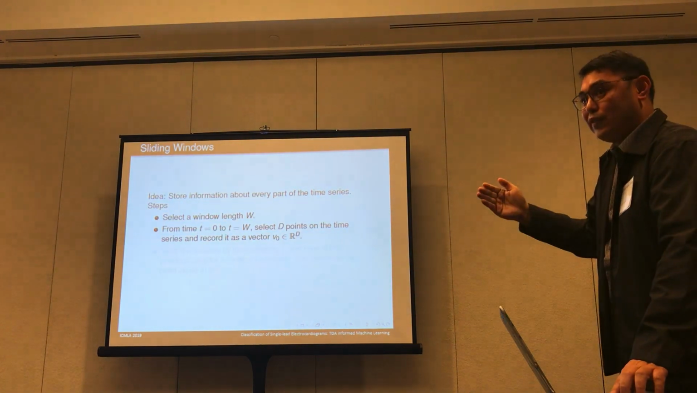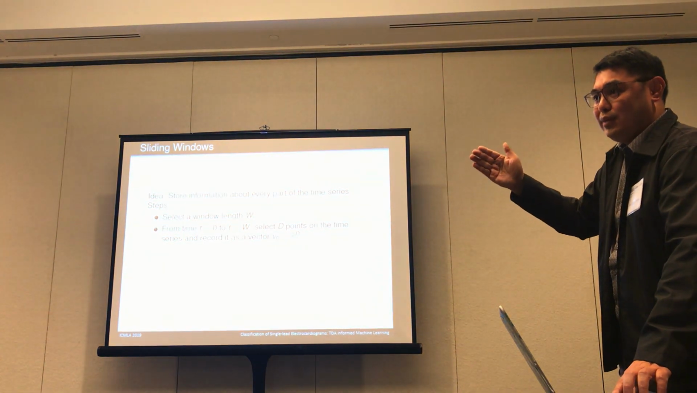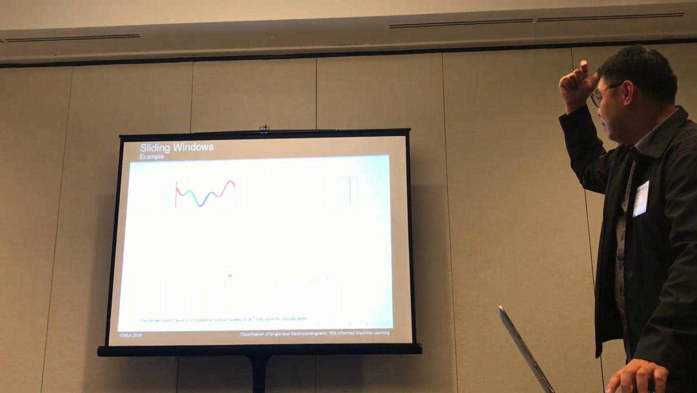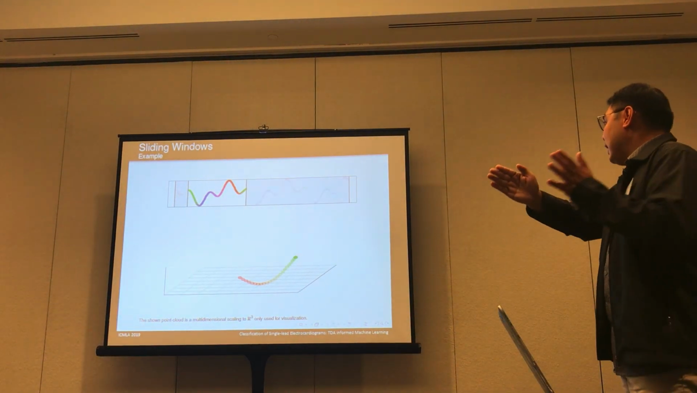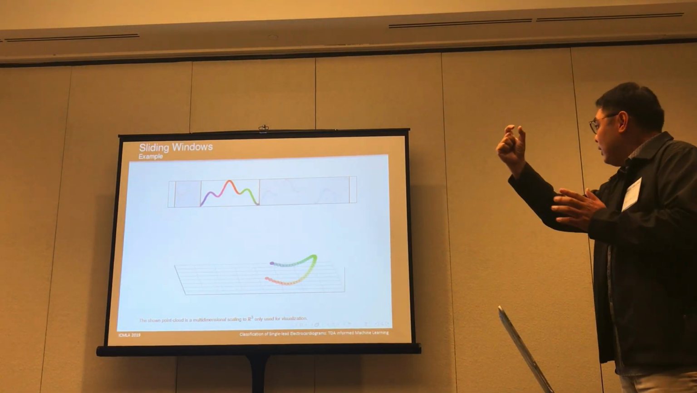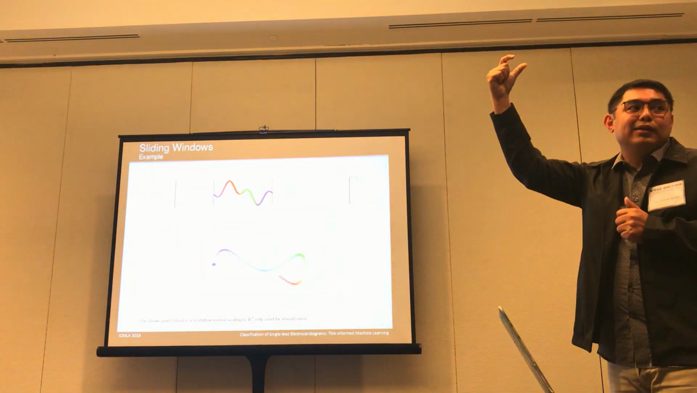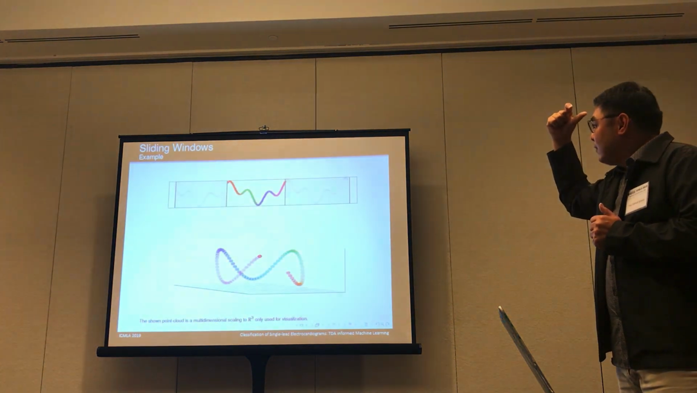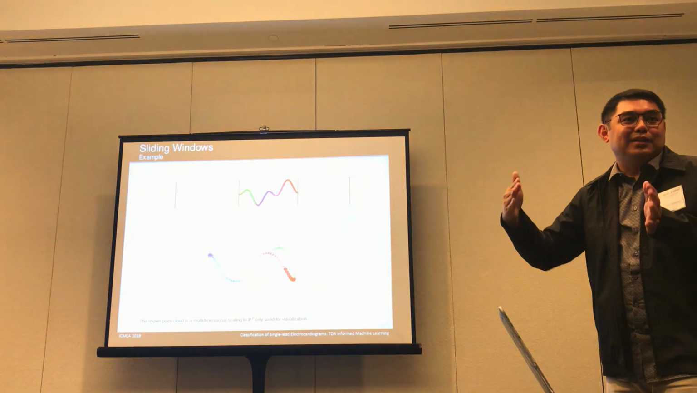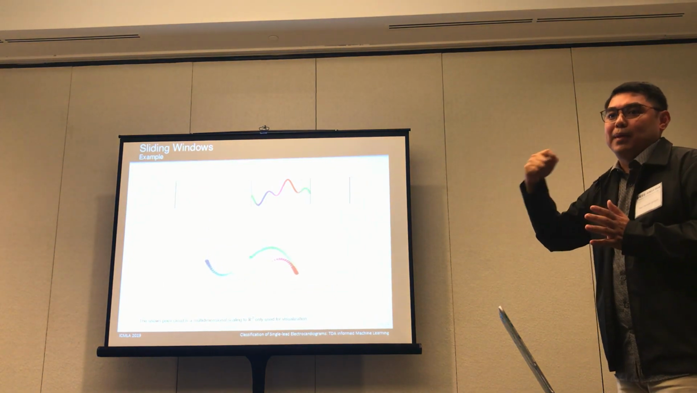And then we slide the window over, we get another snapshot of the time series, so that corresponds to another point. So here's a movie of that. Again, as we slide along the time series, every snapshot gets a point in the point cloud. And the idea is that if there's something repetitive in the time series, it gets translated as a cyclic pattern into the point cloud.